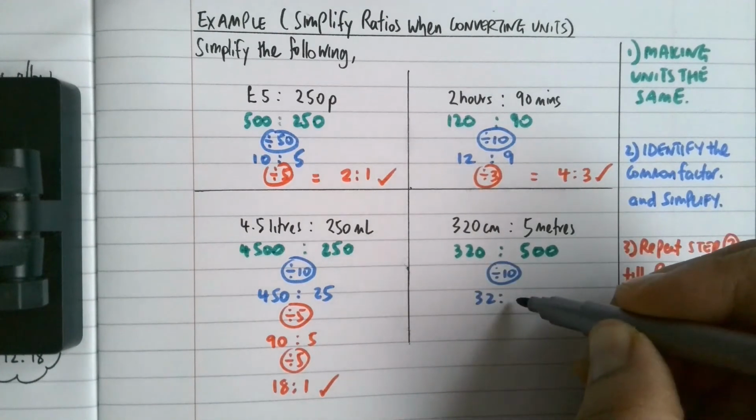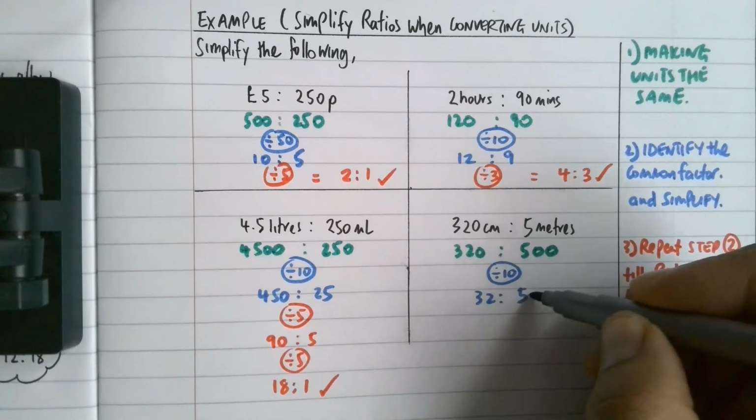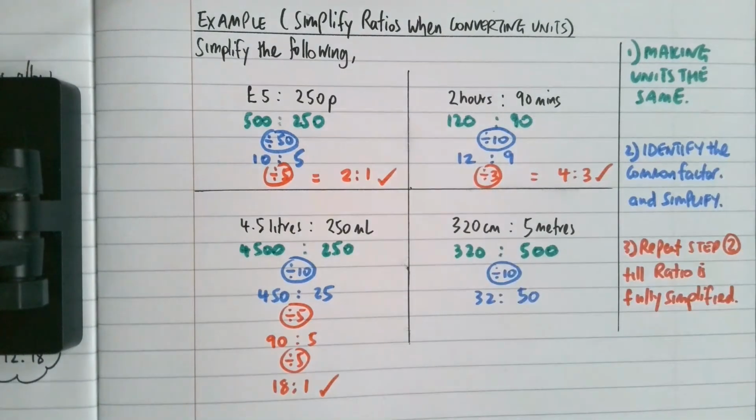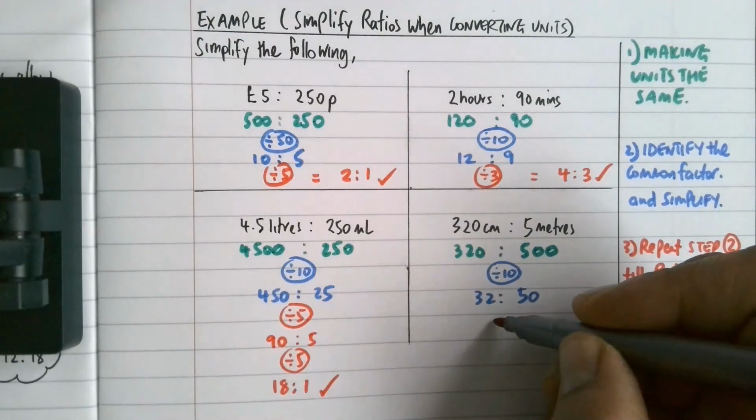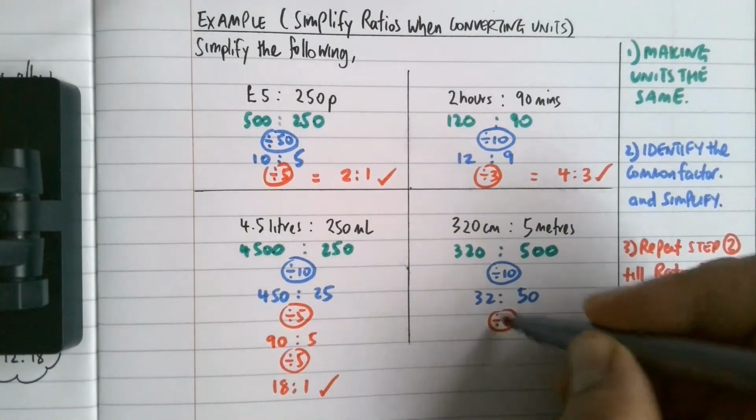Again, if you can identify a different factor, that's okay. So you get 32 to 50, and then we're going to simplify that further again. I'm just going to half them, so I get 16 to 24.